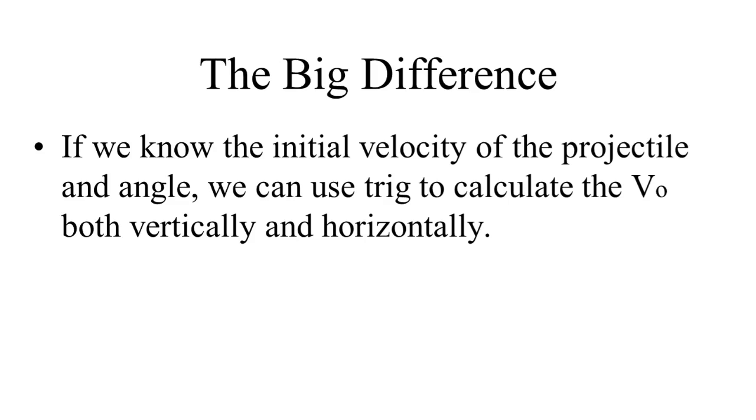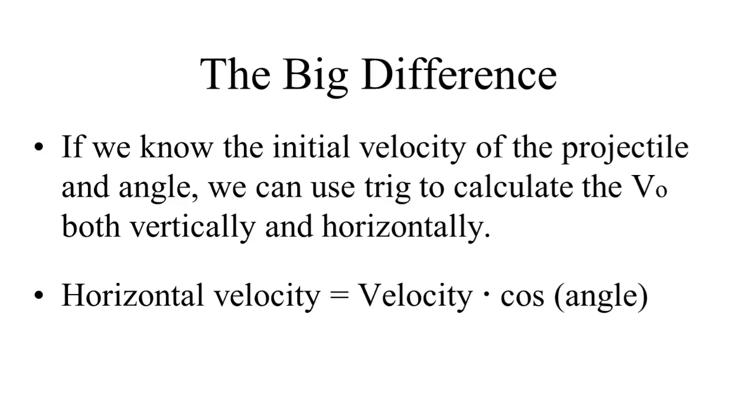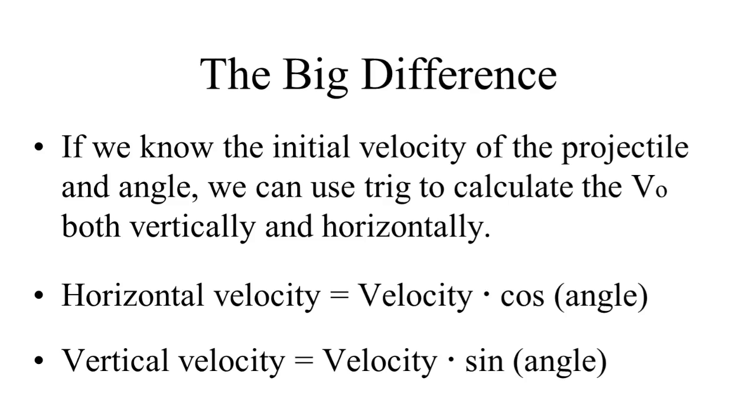Now you could set up a triangle and find the trig ratios and solve this for yourself, but these are some quick shortcuts. If I need to find the horizontal velocity, I take the angled velocity, so in this case 100 meters per second, times the cosine of the given angle, 35 degrees. If I want to find the vertical velocity, I'm going to take the given velocity times the sine of the given angle. This is a great shortcut that you can use in order to find those initial velocities.